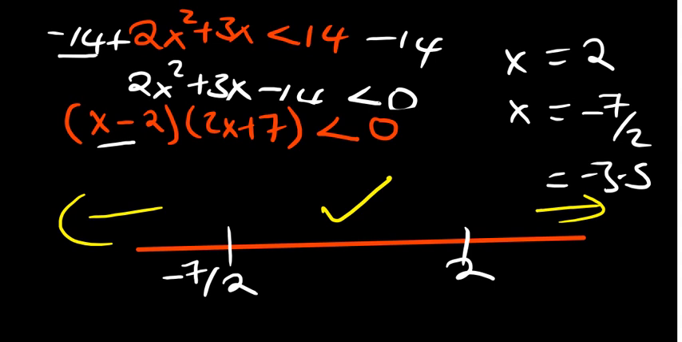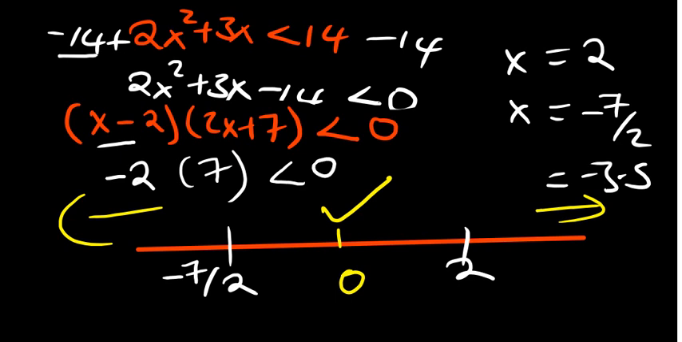So we can start with the middle part. I believe between negative 7 over 2 and 2, there is a 0 there, right? 0 is one of the numbers between the two. So if you plug in 0 in the equation, x minus 2, put a 0 there, you have a negative 2 in that bracket. Then the other part, put a 0 there, you remain with a 7, right? So if I ask you, negative 14, is it less than 0 or greater than 0? So is this true or is it not true?